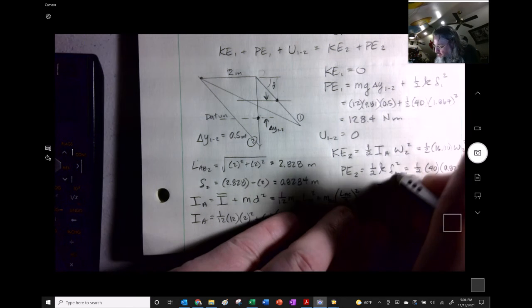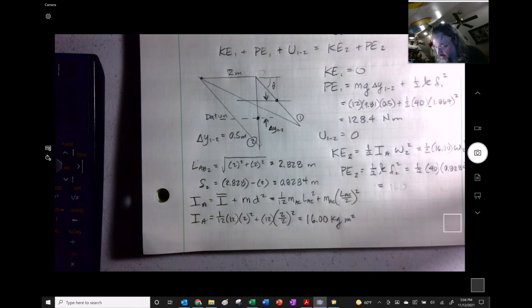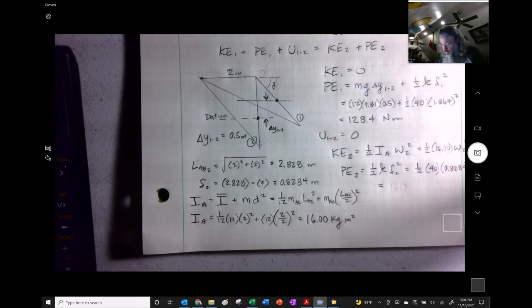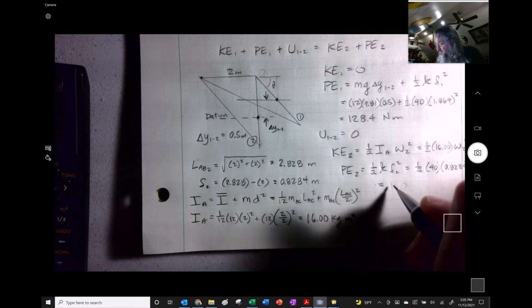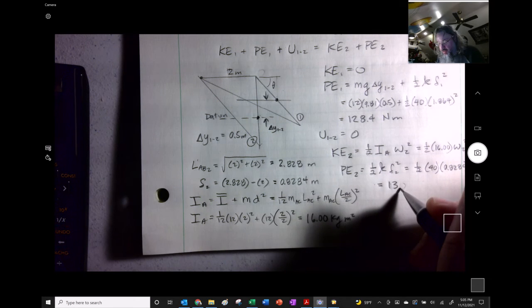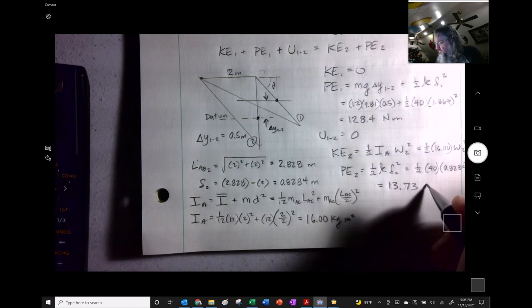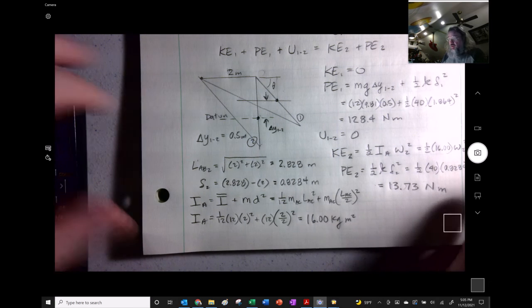0.8284. I don't know what I just did. 40 times 2 divided. Okay, so that should be 13. Yeah, it makes sense. 13.73 Newton meters. And we've run out of paper, so let's go to the next page.